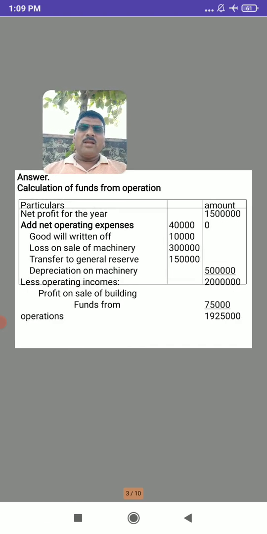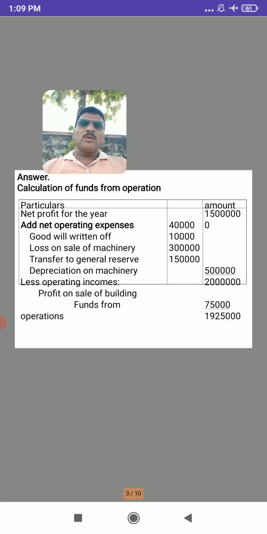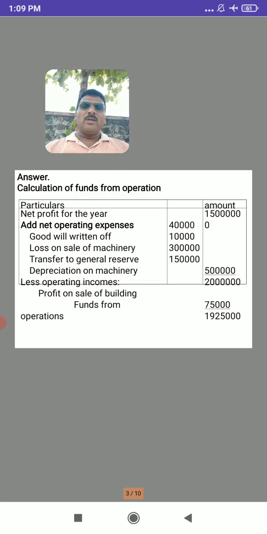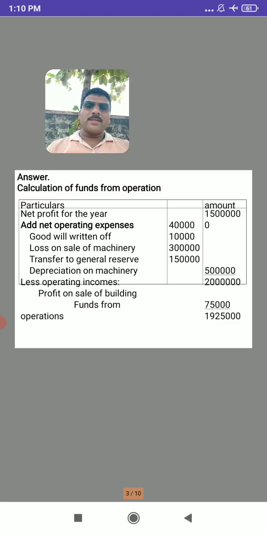So this is the format. We have already seen the different formats, and from those we are taking this one, in the form of a statement. We have prepared the statement and we are finding the funds from operation. First of all, we are taking the net profit for the year, which is given as 15 lakh. Then, as I told you, add the non-operating expenses. What are the non-operating expenses given here?